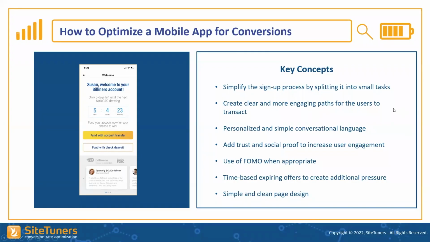Okay. And so some of the key concepts for a mobile app for conversions is that you want to simplify the sign-up process by splitting it into small tasks. All right. If something is overwhelming, people are going to get frustrated, especially on a phone. You want to create clear and engaging paths for the user to transact. You want it to be personalized, with simple conversational language. You want to add trust and social proof. And then you'll notice, Ivan, I'm talking about use of FOMO when appropriate.